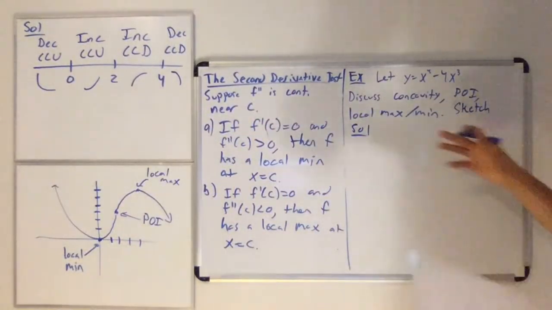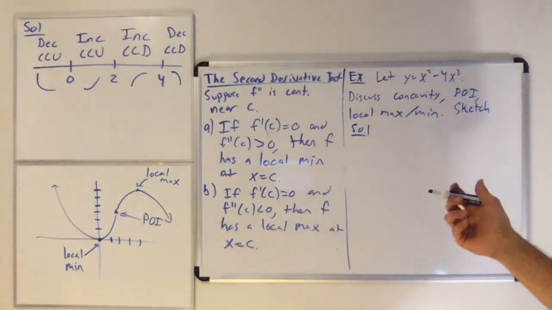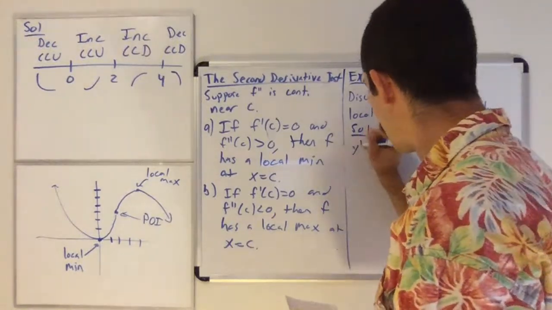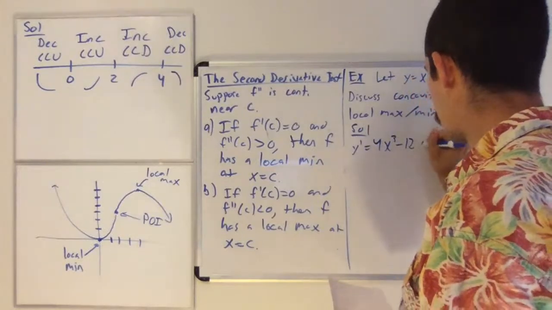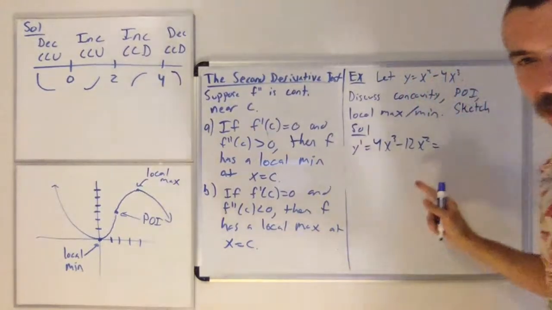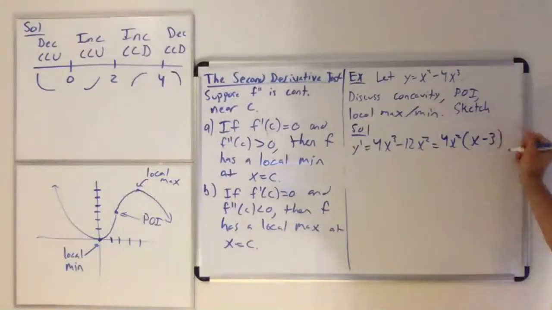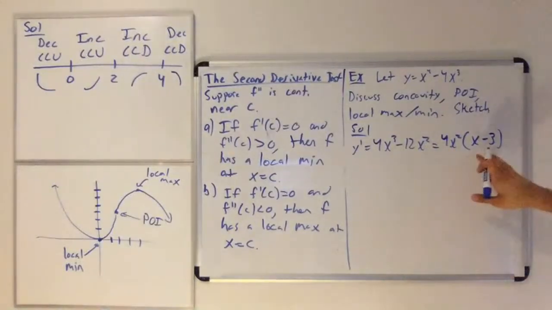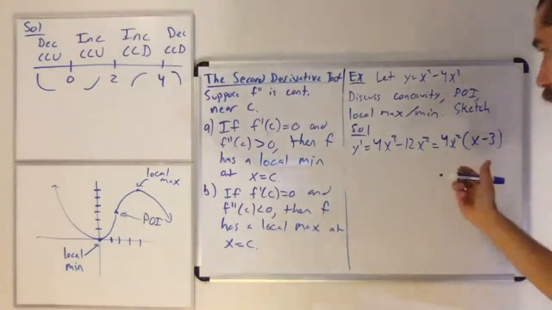So we'll start by taking some derivatives. Thank you, Abigail, for suggesting what the derivative is. So y prime is equal to 4x to the third minus 12x squared. And then it's best to factor if you can. So it's 4x squared times x minus 3. The reason we factor is because we're going to be setting it equal to 0. And so we need the second derivative.